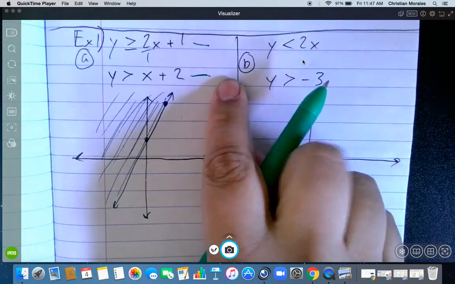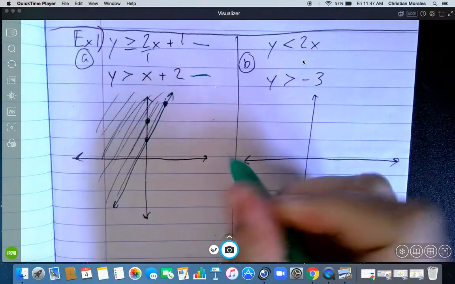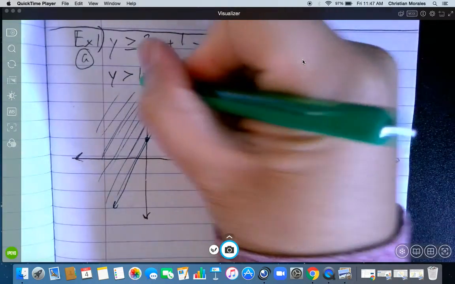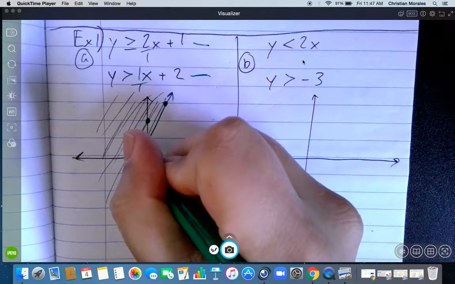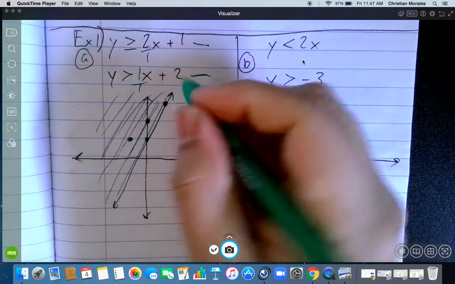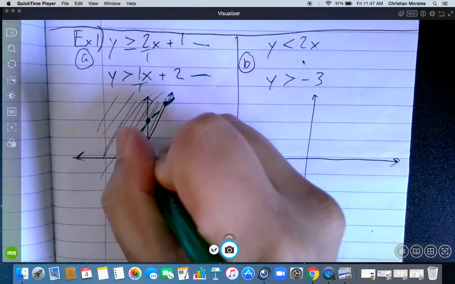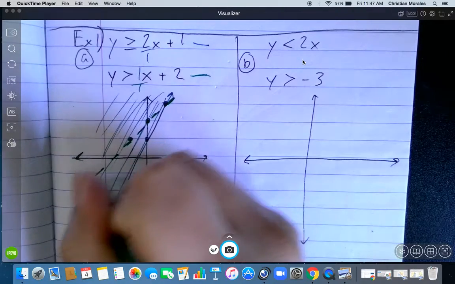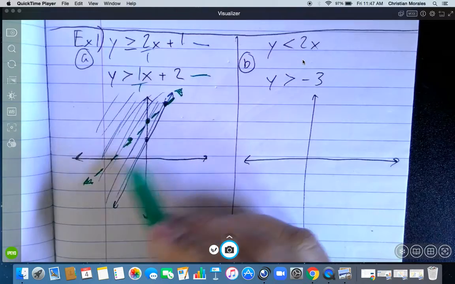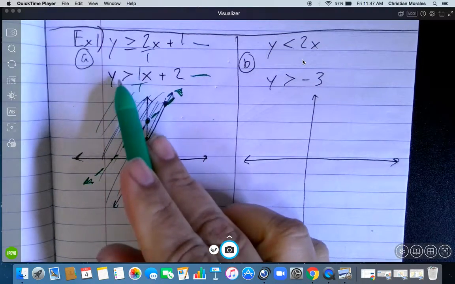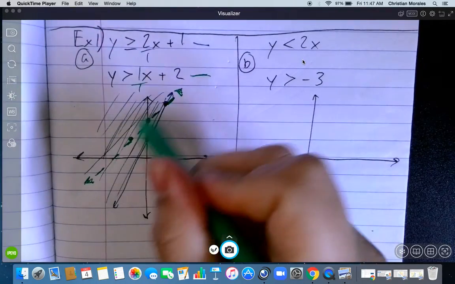I'm going to do this one in green. This line starts at 2. The slope here is 1, so it's 1 over 1, up 1 over 1. And this line, though, is going to be a dashed line. Okay, like that. And this line also says greater, so above will be up here.